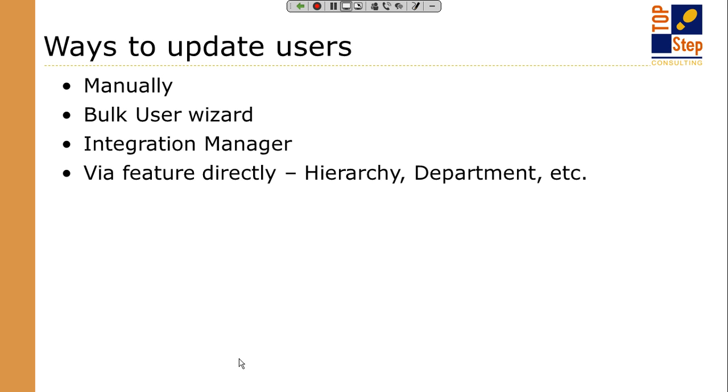And finally, this may be something that you may not be aware of: there are a few features in the system where, if you have to update a user or multiple users in a particular area, you can actually go to the feature itself and do that update. Some examples are the hierarchy feature and the department feature, and we'll dip into those so you can see what I mean by going to the feature and directly updating users by using the feature itself.